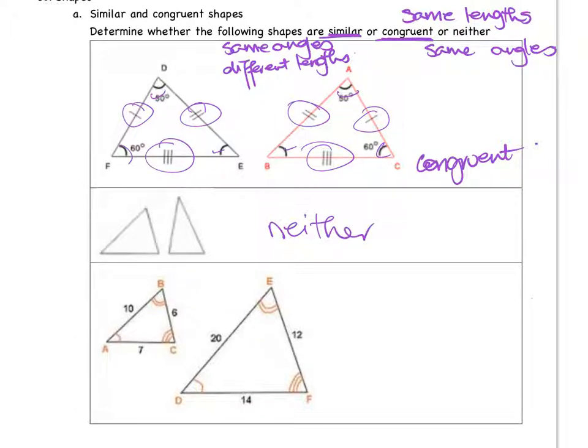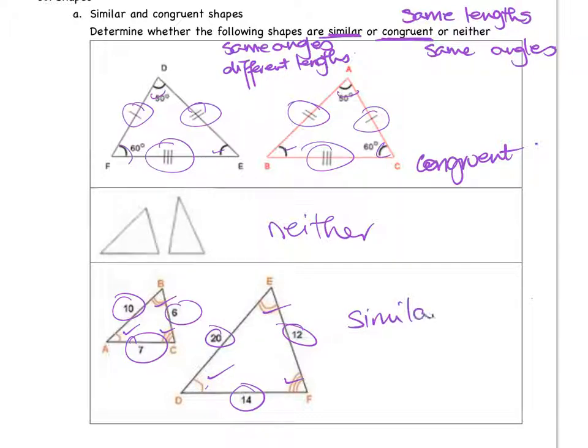This one, let's check the angles. This angle is the same as this. This angle is the same as this. This angle is the same as this. But when we check the lengths are all different. So therefore this is a similar shape because it has same angles but different lengths. Same shape but different size.